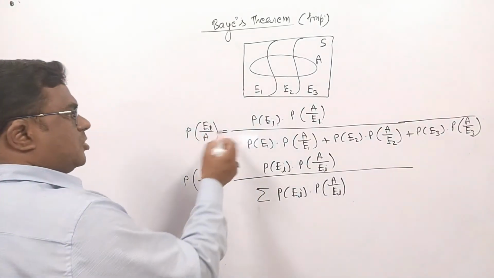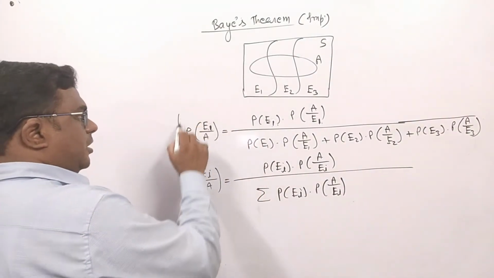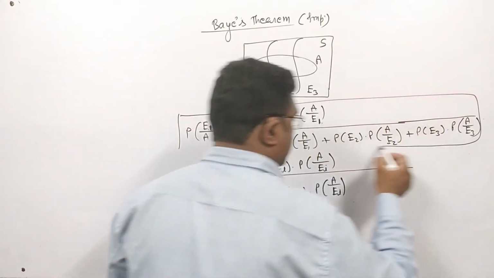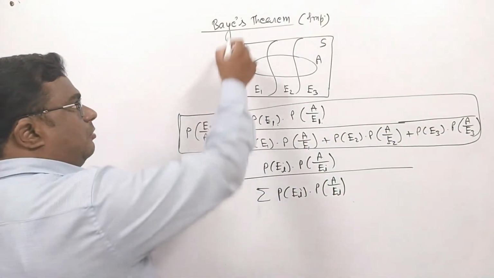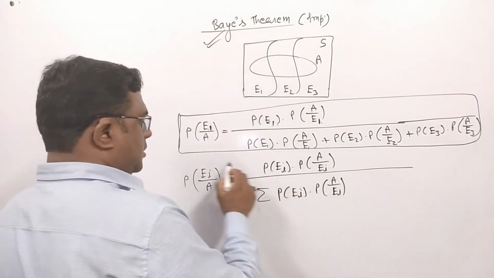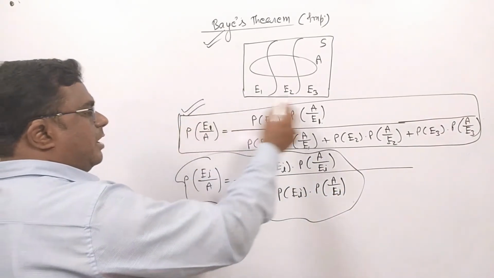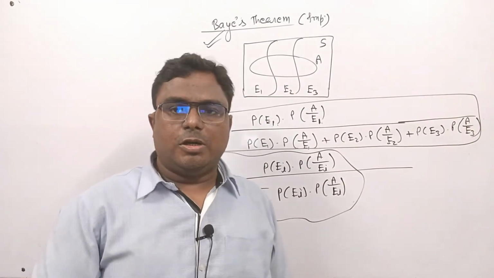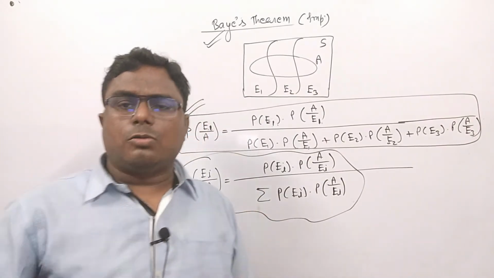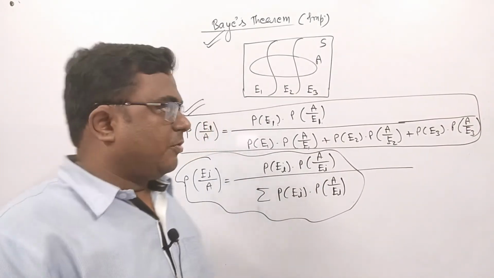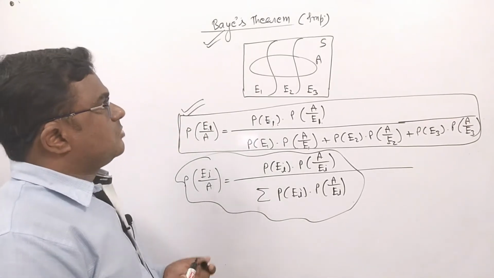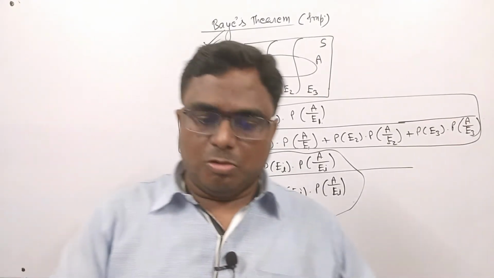But in maximum questions, it is sufficient to memorize this form or this formula of Bayes theorem. This is not so much required. So you memorize only this formula. With the help of this, you will be able to understand almost all the questions of your book. So this was Bayes theorem. Now let us move to our next topic.